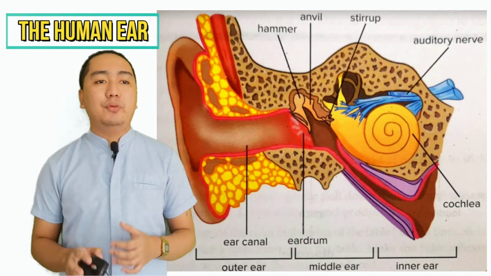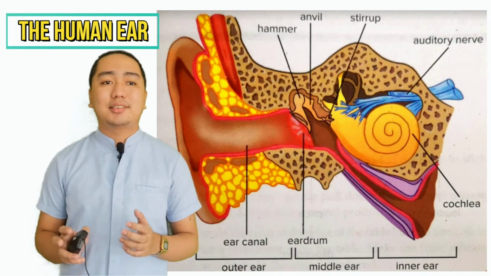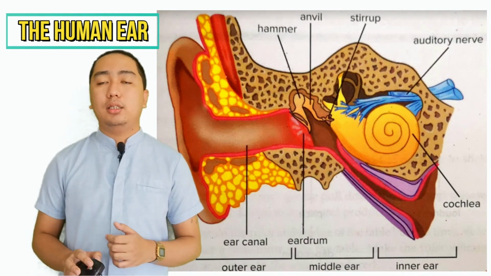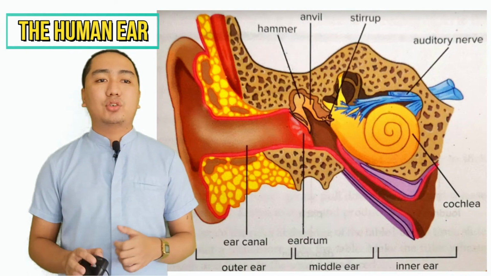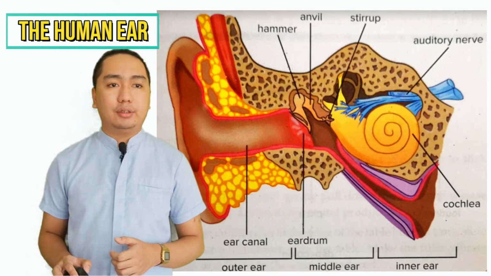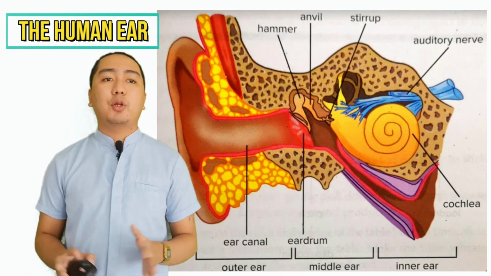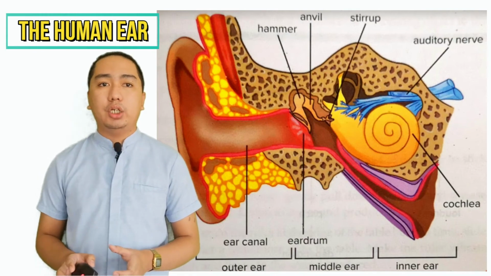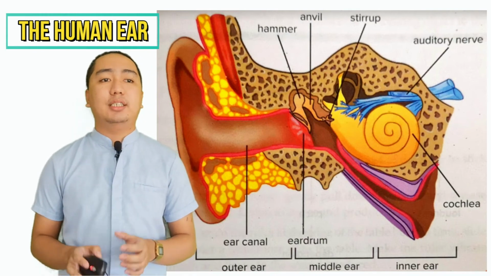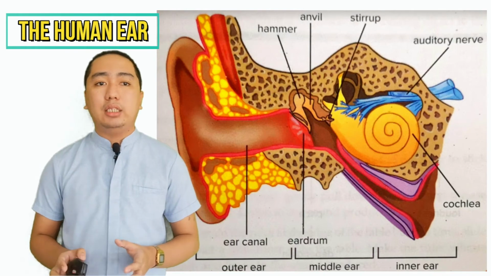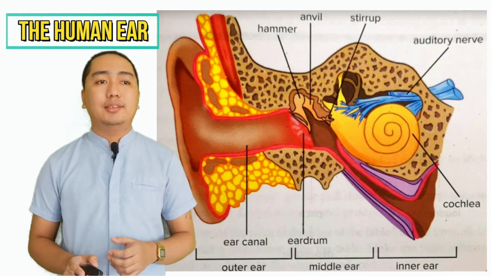Sound waves move through the ear canal and strike a stretched membrane called the eardrum. Sound waves cause the eardrum to vibrate. Vibration from the eardrum enters the middle ear. The middle ear contains the three smallest bones in our body: the hammer, anvil, and stirrup.